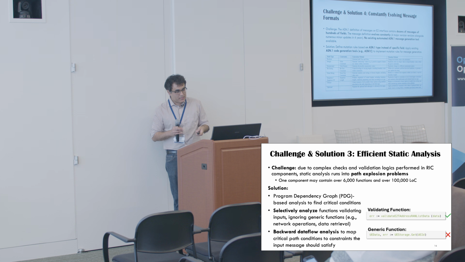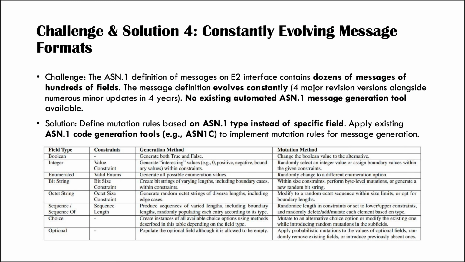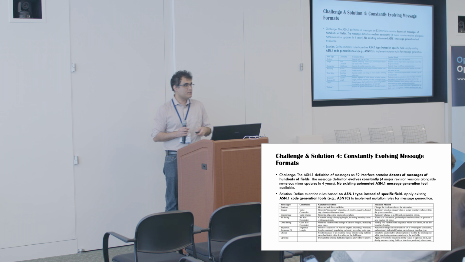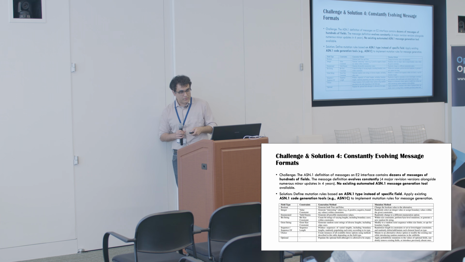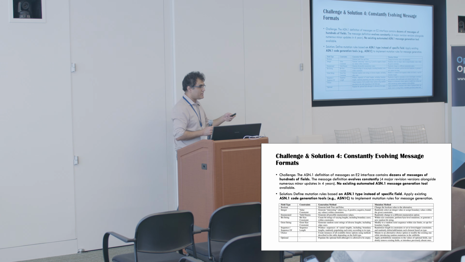There are several other challenges. For example, the message format. Interestingly, OpenRAN, since its first release, has changed its message formats 4 times so far. And if you change the message formats, your automated testing tool runs into problems, because you have to also change your testing message format. So, unfortunately, there is no automated tool that can generate this ASN1 message.